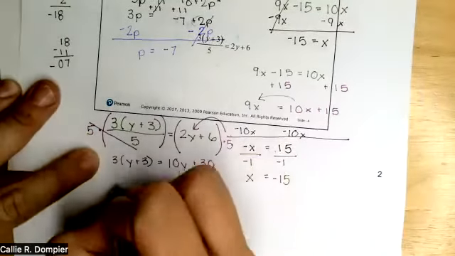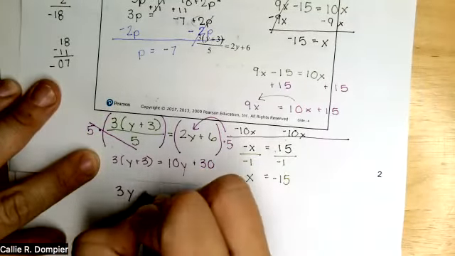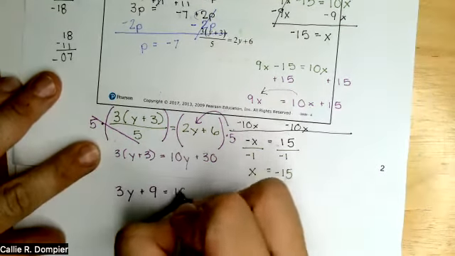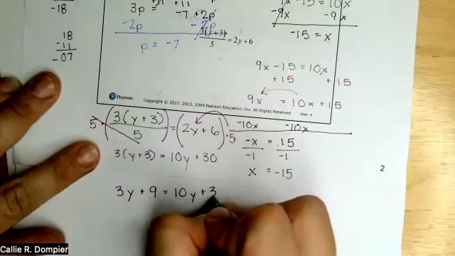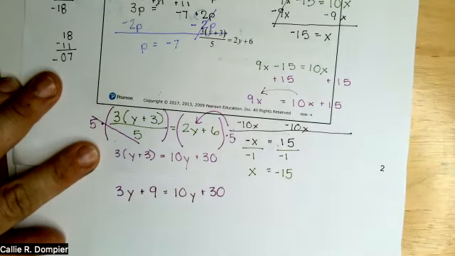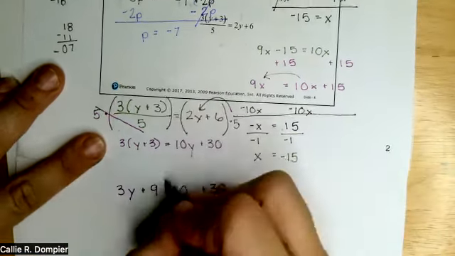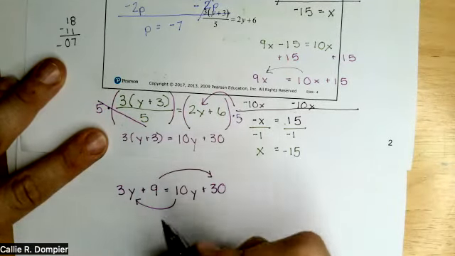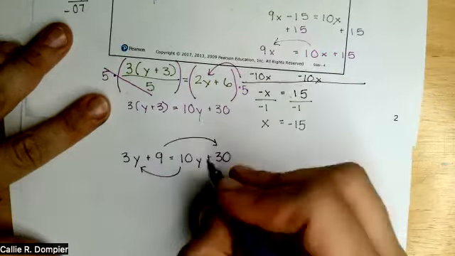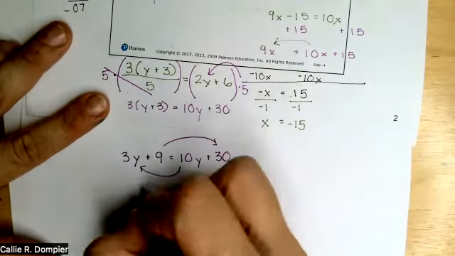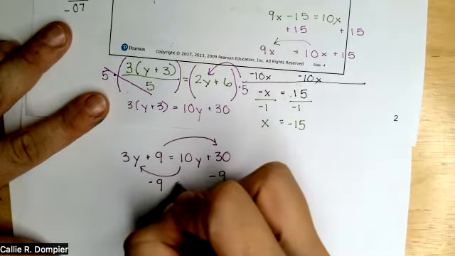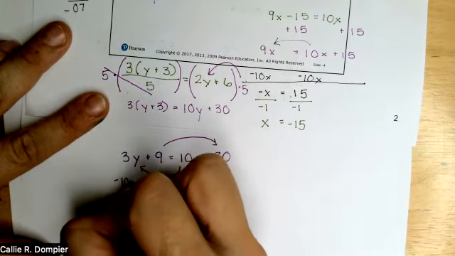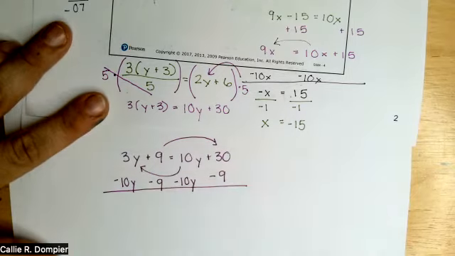All right, now I'm going to distribute that 3. 3 times y plus 9 is 10y plus 30. So now we are back to something we already have practiced doing. Just going to move the 9 over, move the 10y over. Remember, you have to do the opposite. So it has to be minus 9 and minus 10y.